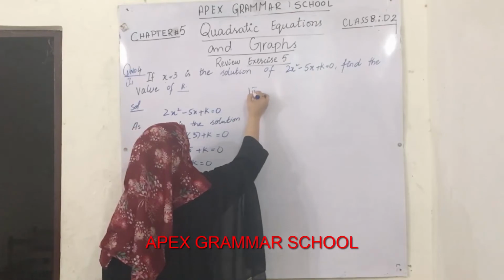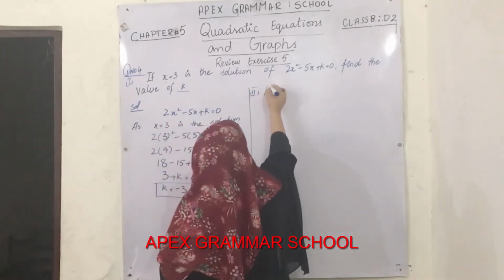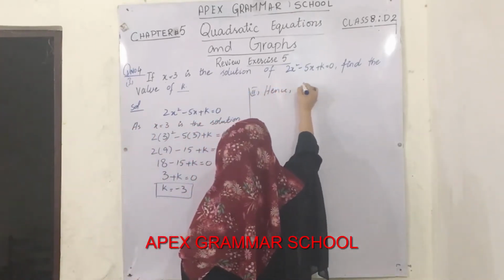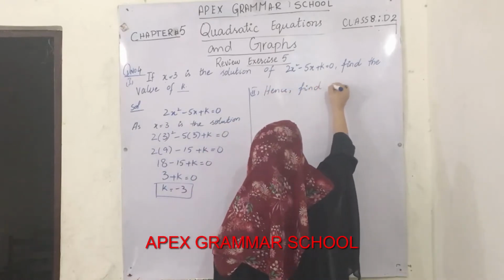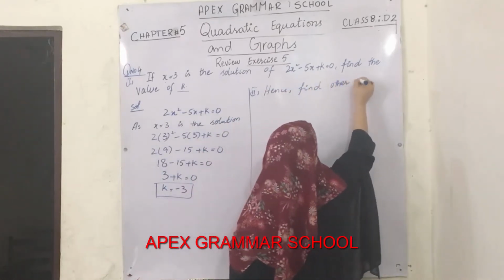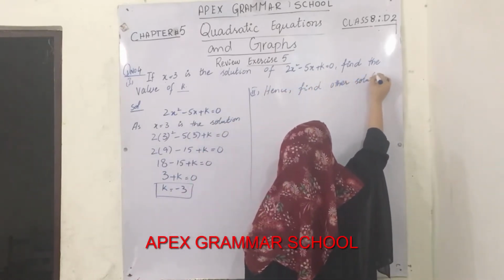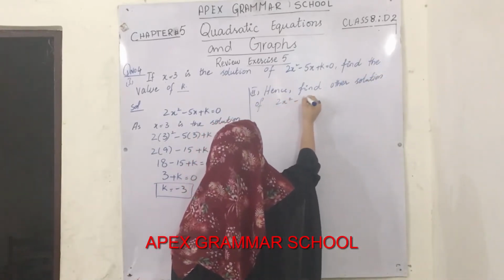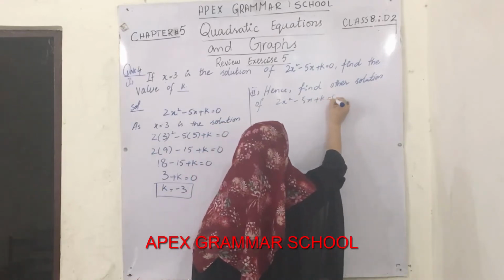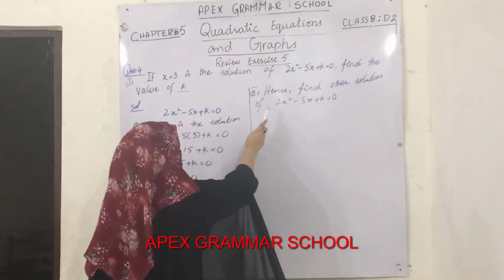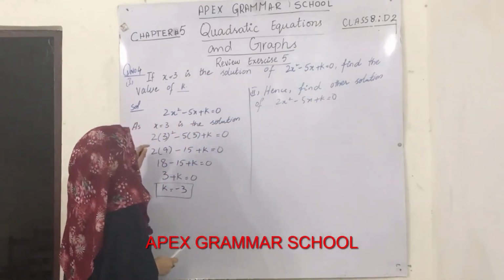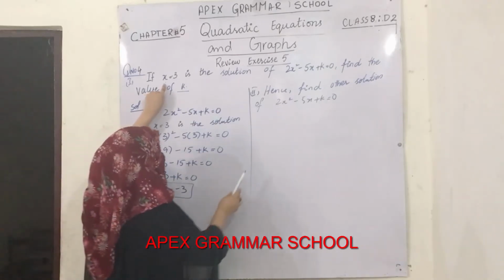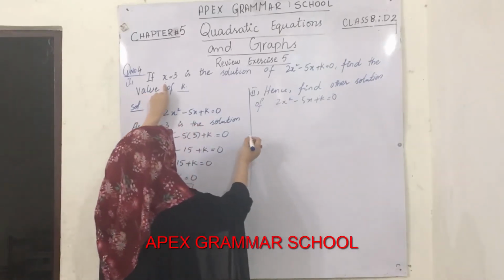Second part. Hence, find the other solution of 2x² − 5x + k = 0. As you all know, a quadratic equation has two solutions. One solution is already given in the question and we have to find the other one.